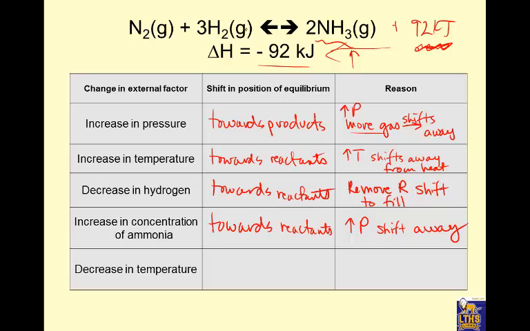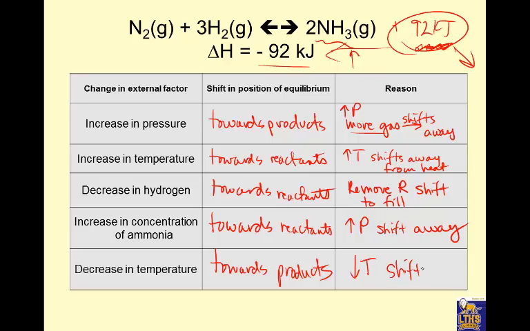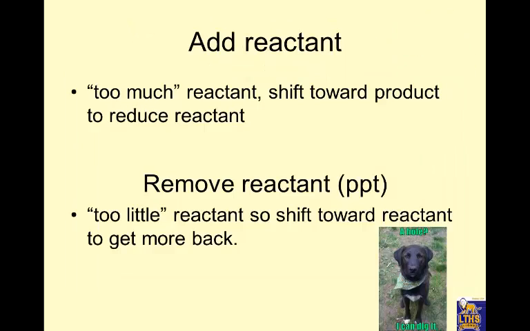Alright, decrease in temperature. That means we're going to cool it down, removing heat to decrease the temperature. So if I take this out, bye-bye, and I leave a hole over here. So then it's going to shift towards heat, towards products, to the left, to the right, I mean. Okay, so decreased temperature means shift towards heat. Okay, so we'll keep practicing.